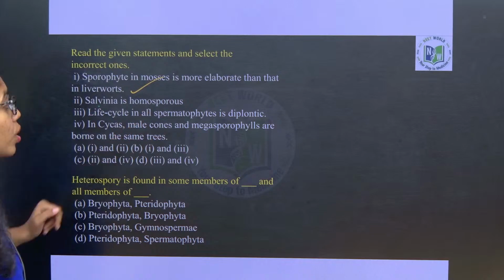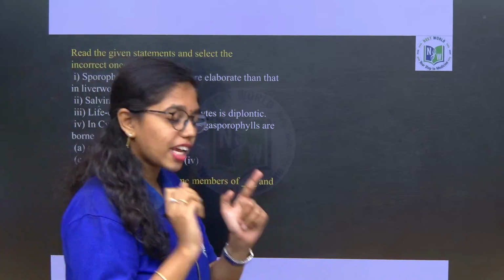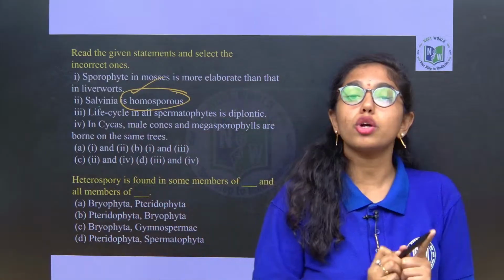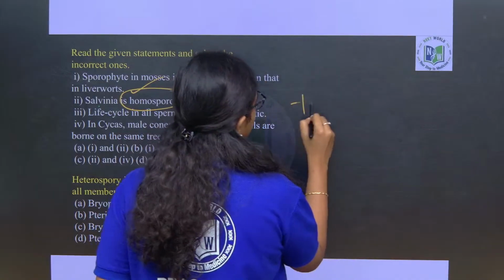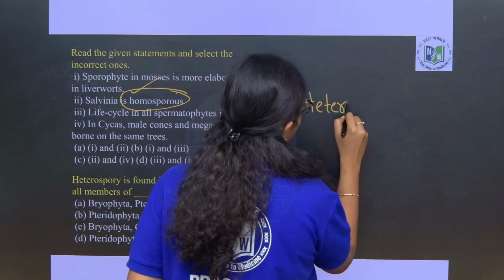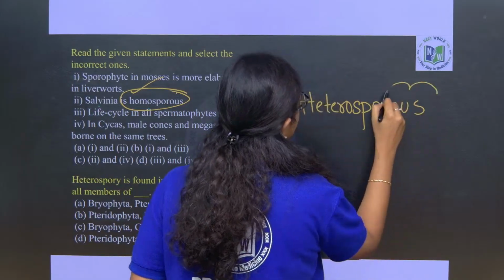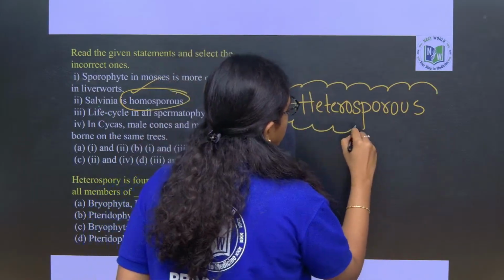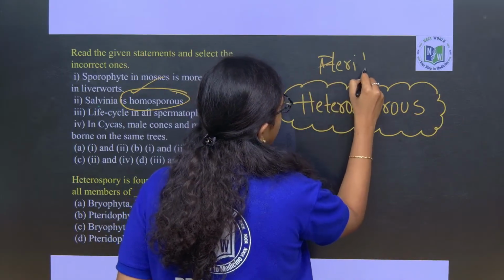Salvinia is homosporous. Wrong. Here I am making you remember this statement again. First heterosporous condition is observed in pteridophytes. First heterosporous condition is observed in what? Pteridophytes. This is first observed in pteridophytes.